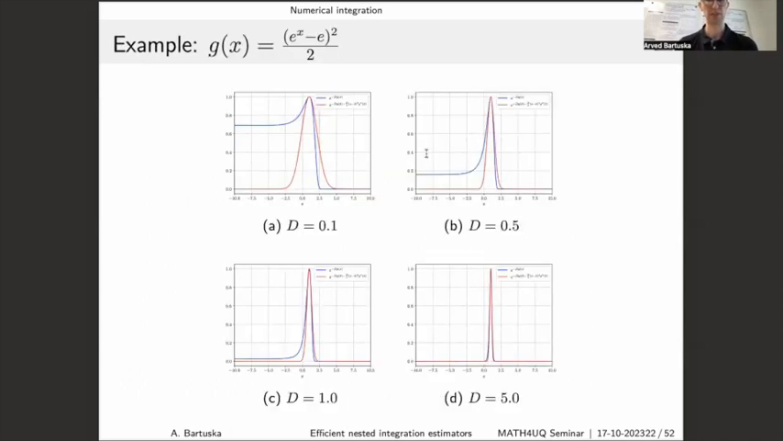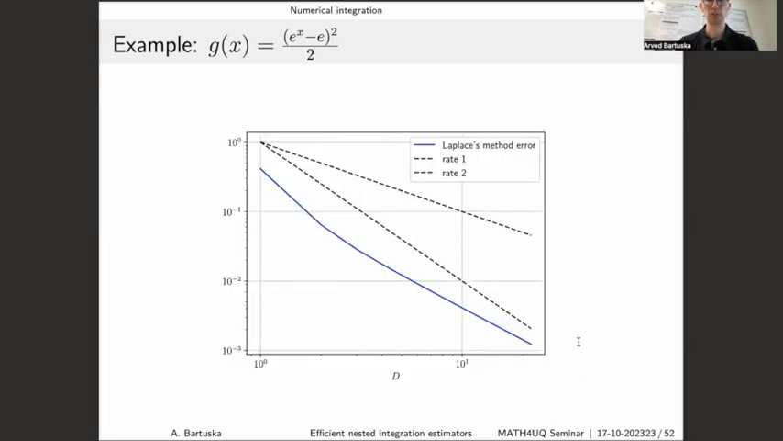What does this look like? We have an example here. G is given as this, e to the x minus e to the x squared over 2. And here in blue, we have this function, right? And the red one is basically our Gaussian approximation. So we can see that for d equals 0.1, a very small d, it's not very accurate, but we at least capture the maximum correctly. And then as we increase d, this approximation converges to the true integral.